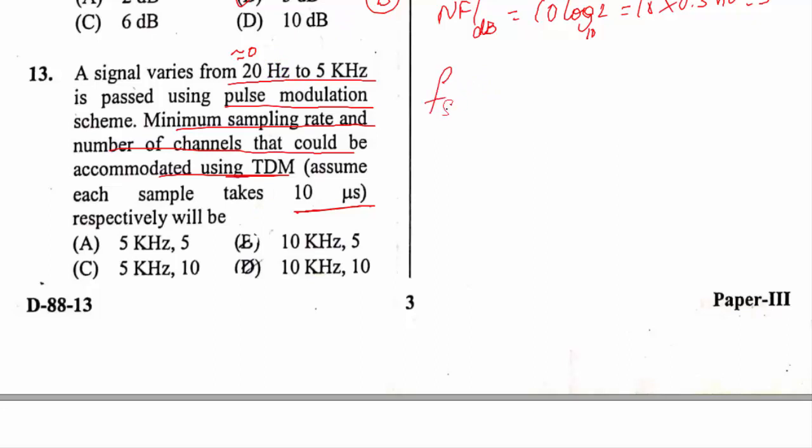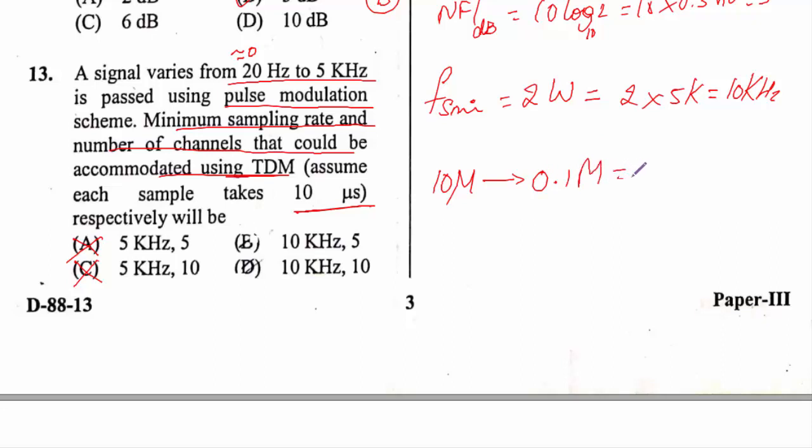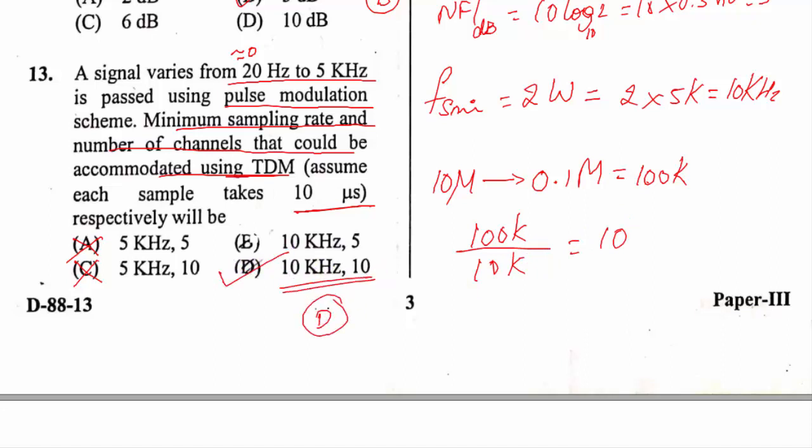The minimum sampling frequency should be twice the highest frequency component of the message signal, that is 2 times 5K, which equals 10 kHz. So I can eliminate option A and option C. Now what is the sample duration they have given? They have given 10 micro. If I convert into frequency, I will get 0.1 mega or 100 kilohertz. 100K divided by 10K is the number of channels. So you will get 10 channels, nothing but 10 kilohertz comma 10. So option D is going to follow.